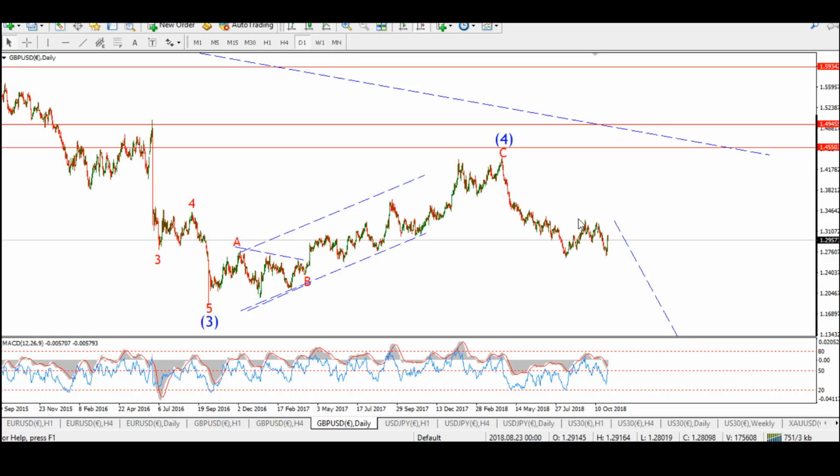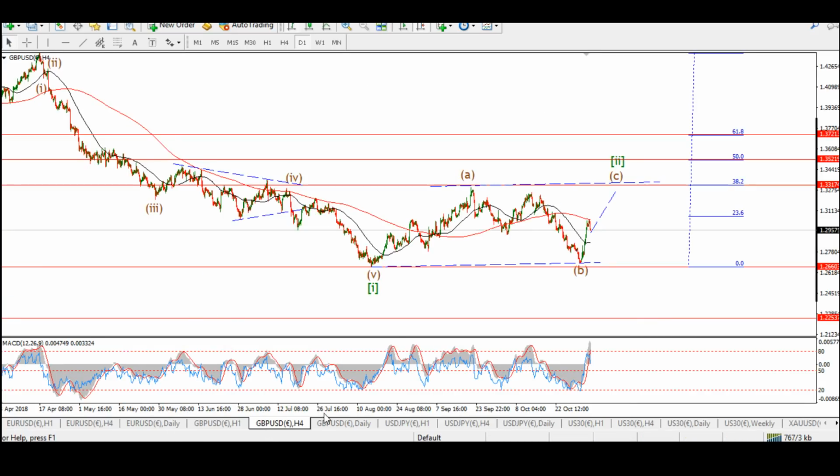So if you can discern what might happen in Euro Dollar next week, if the dollar continues to weaken in the short term, then Euro Dollar will again switch to the alternate count, and we will work with a larger corrective pattern in Euro Dollar also.